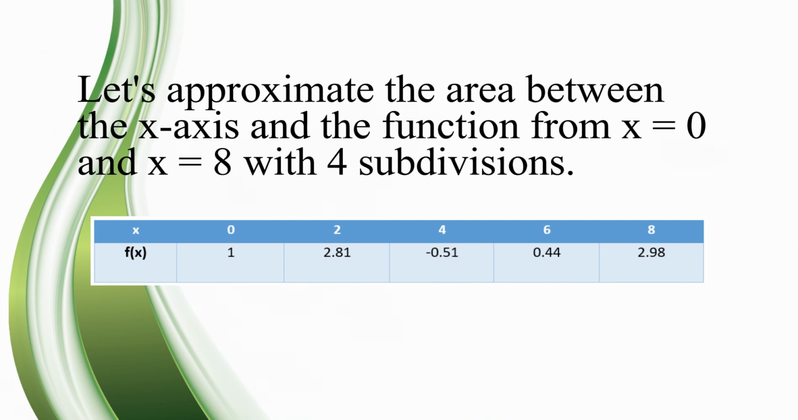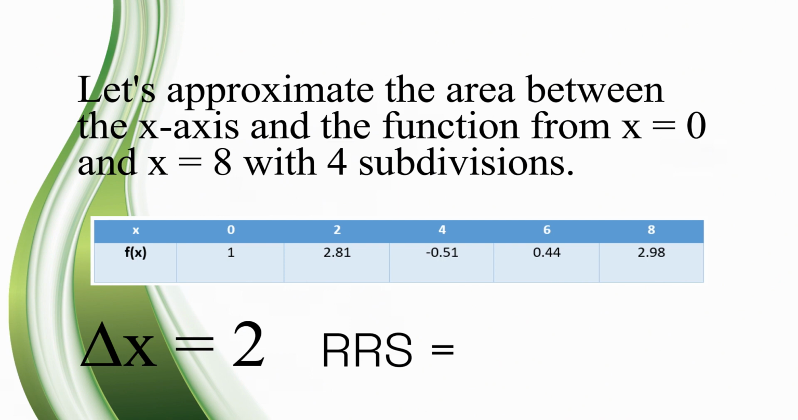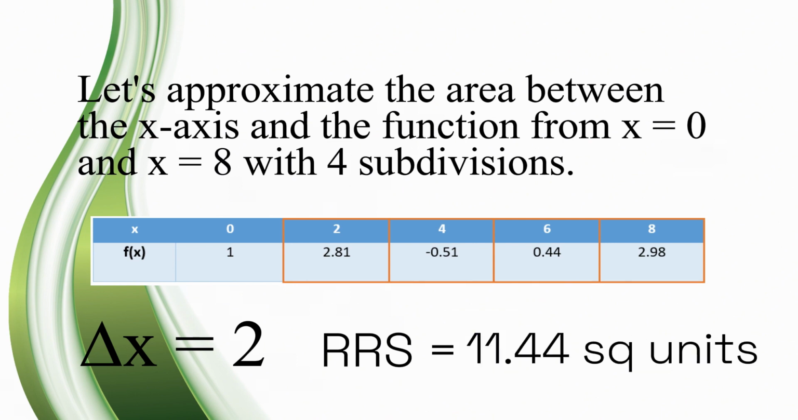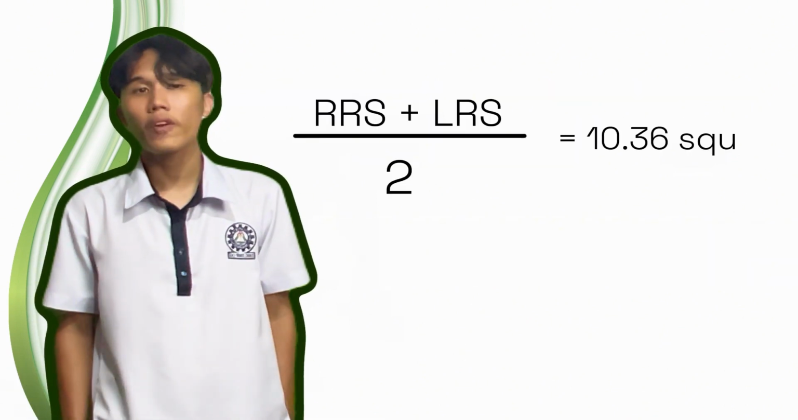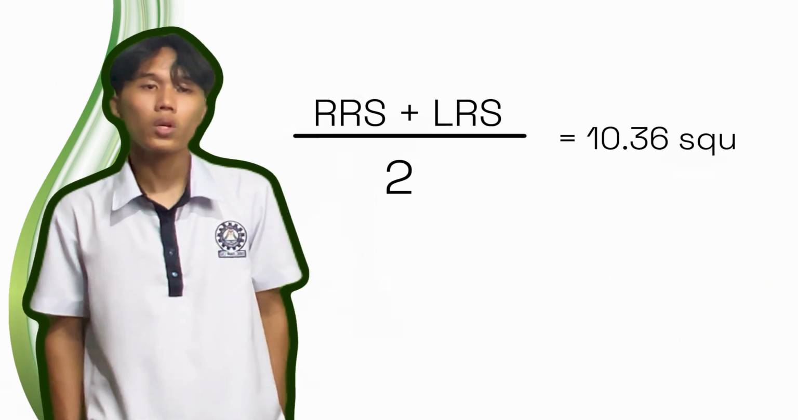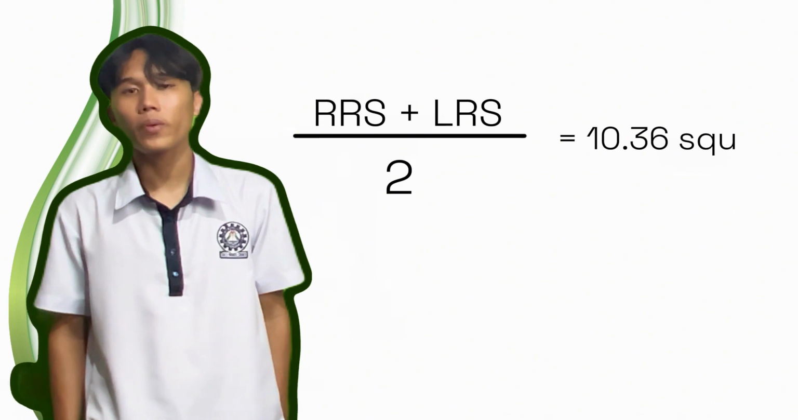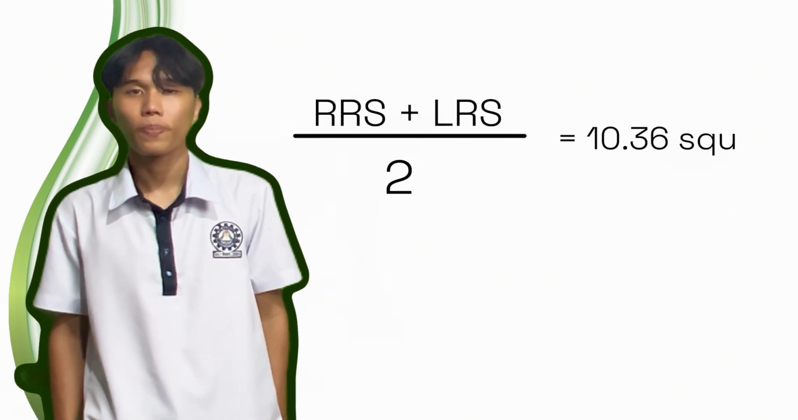Given that our subdivision is 4, our delta x would be 2. Since we are taking the right Riemann sum, we will consider the 4 values from the right. By multiplying the f of x with the delta x, we will get an approximation of 11.44 square units. We can take the average of these areas to get the approximation of the area of this graph, which gives us an answer of 10.36 square units.